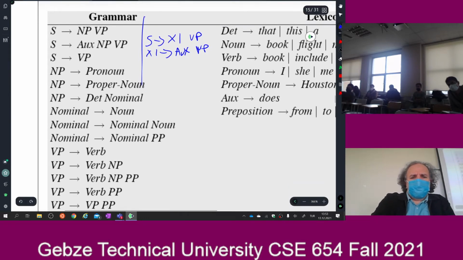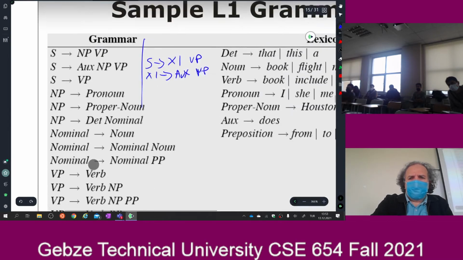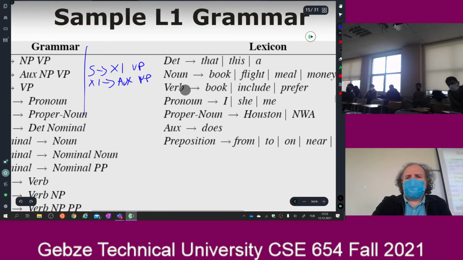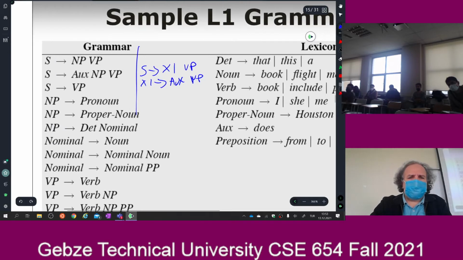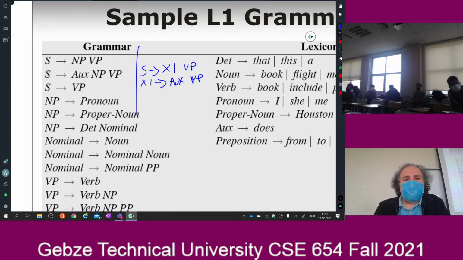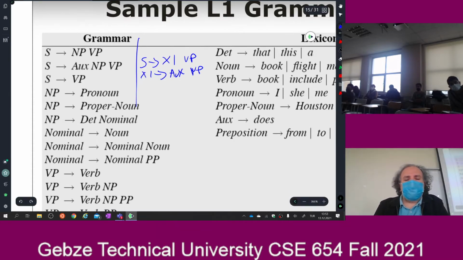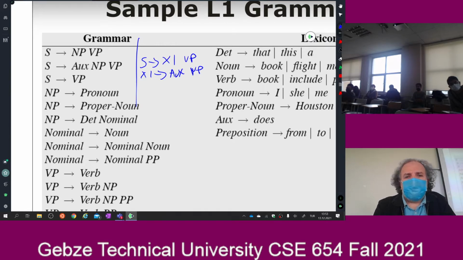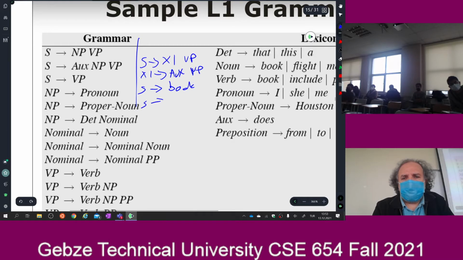Well, VP goes to verb, and verb goes to book, include, prefer. What else did I say? So S goes to book, include, prefer. Okay. Can you just say S goes to verb? Oh, verb is not a terminal either. So it has to be S goes to book, S goes to include, and S goes to prefer.